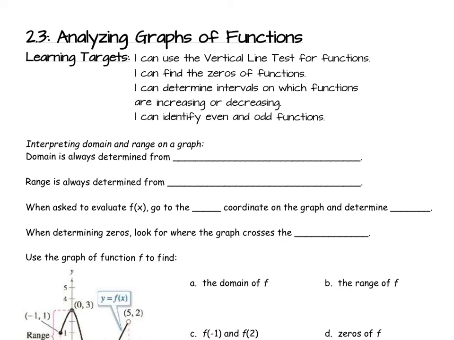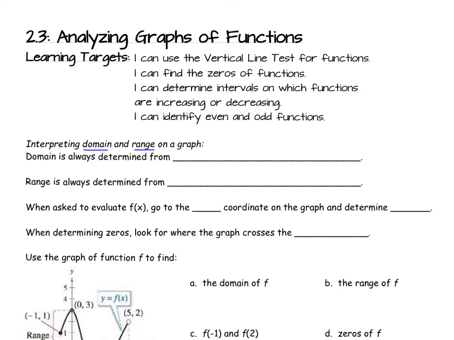Lesson 2.3, Analyzing Graphs of Functions. In this lesson, we'll interpret domain and range on a graph. We'll look at the vertical line test to verify if a graph represents a function. We'll find zeros and determine intervals for which functions increase, decrease, or are constant. And lastly, we'll identify even and odd functions.